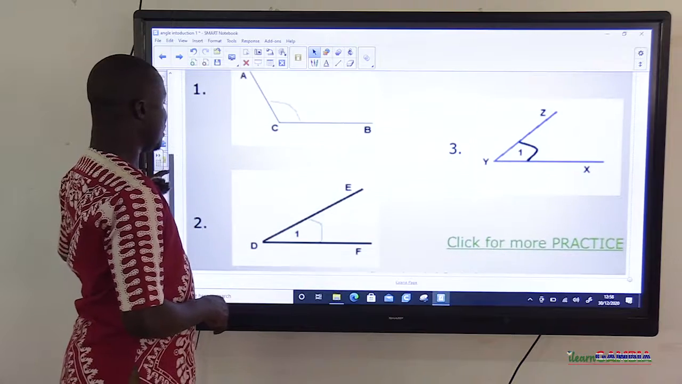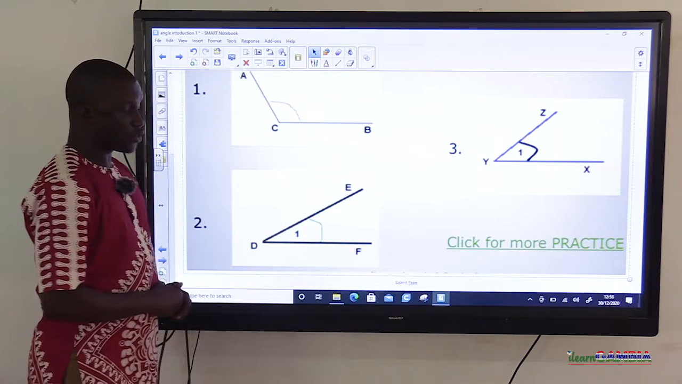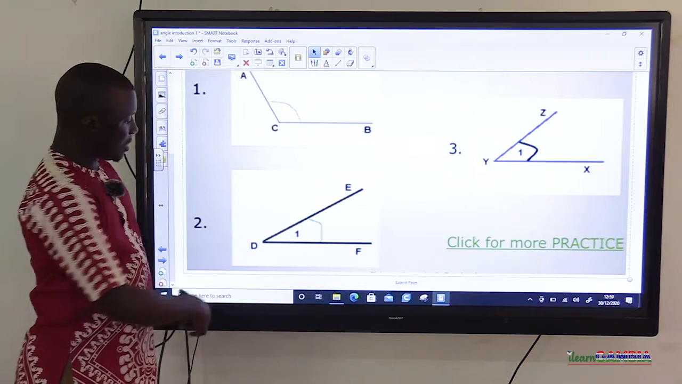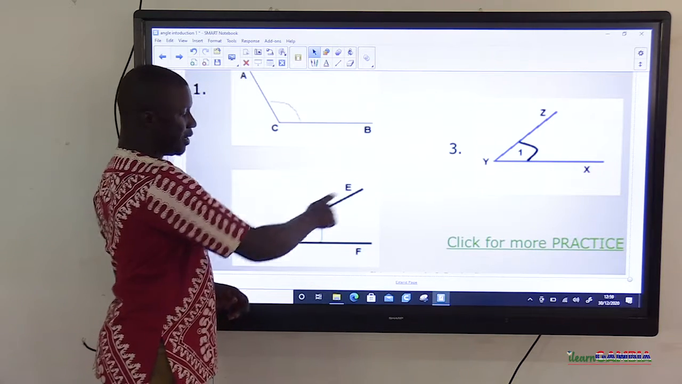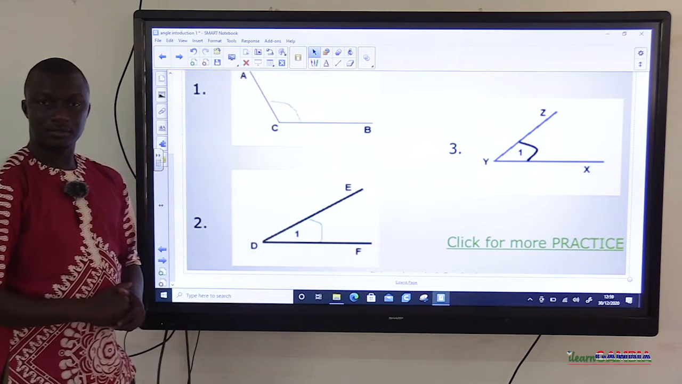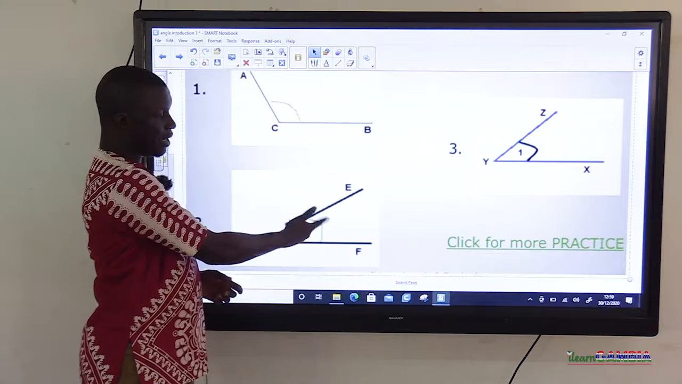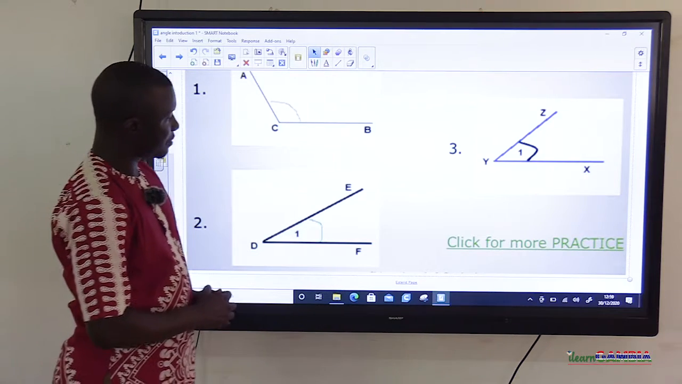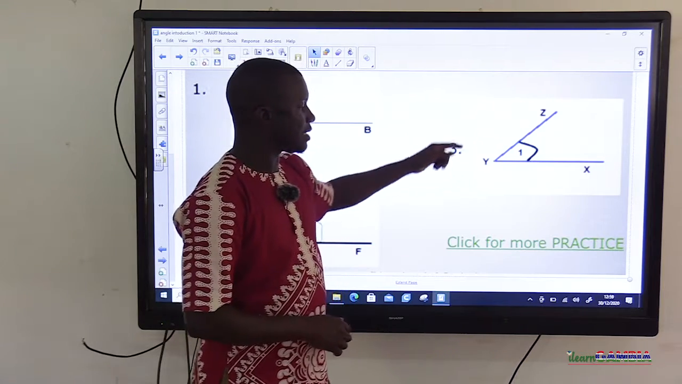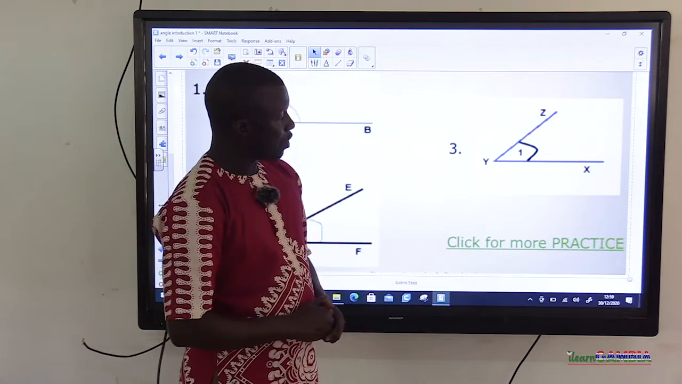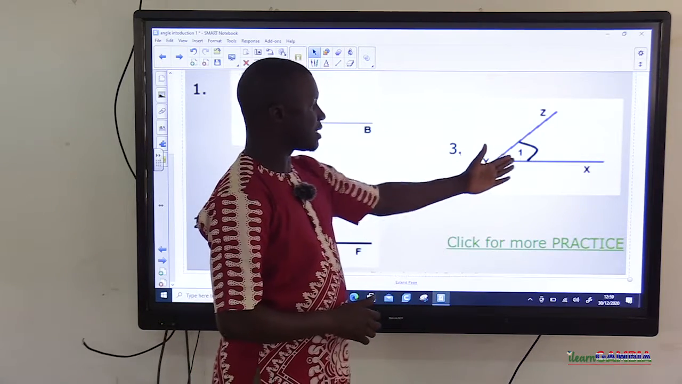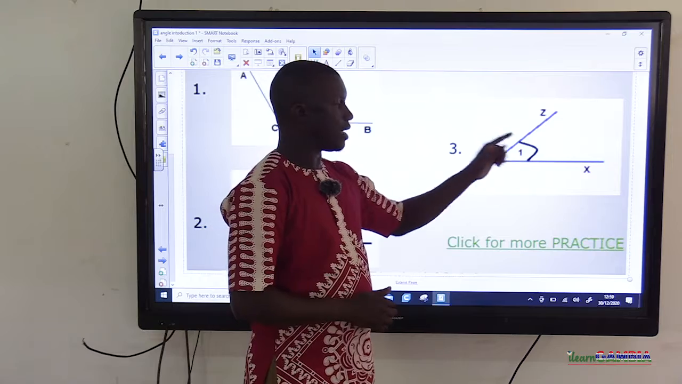We move on to the second one. This could be named as angle EDF, and it could also be named as angle FDE, but could also be named as angle 1, because the angle here is labeled as 1. The third one here could also be named as angle ZYX, also as XYZ, and could also be named as angle 1, because the interior angle here is labeled 1.